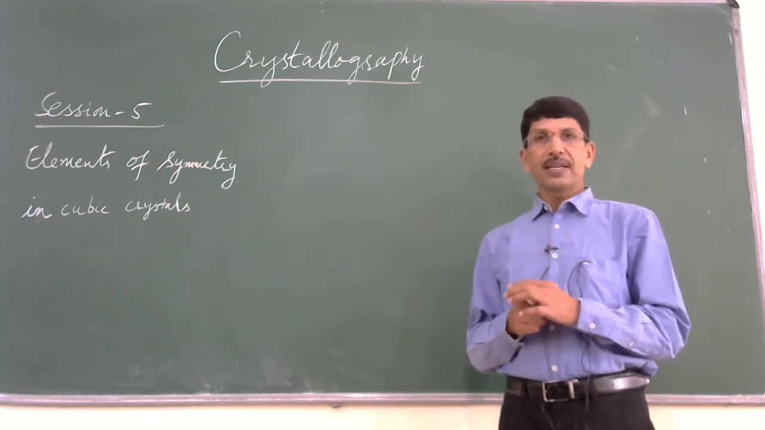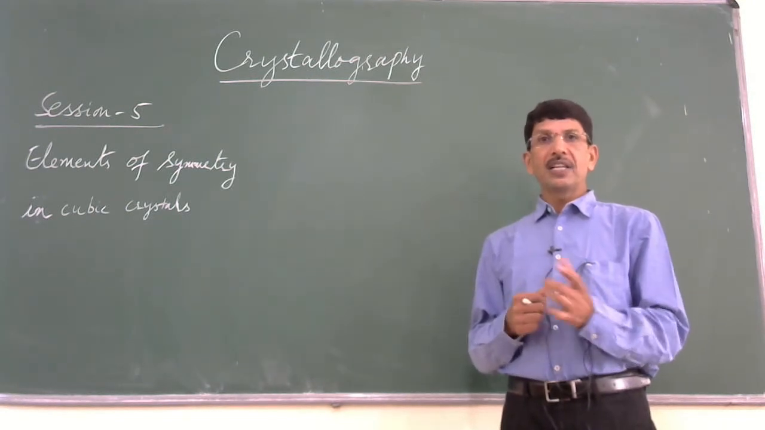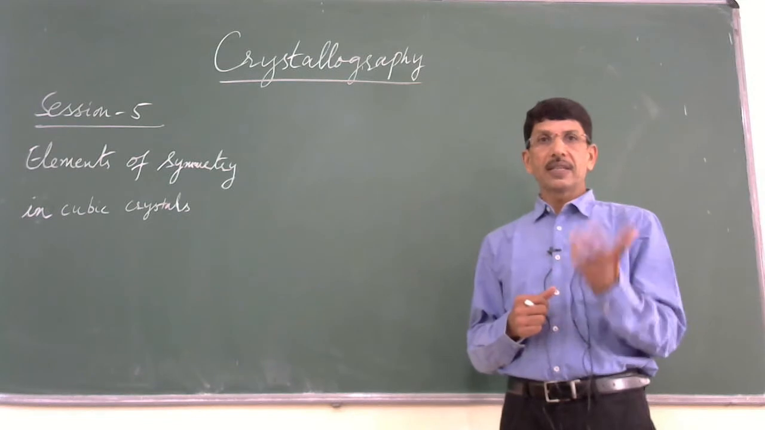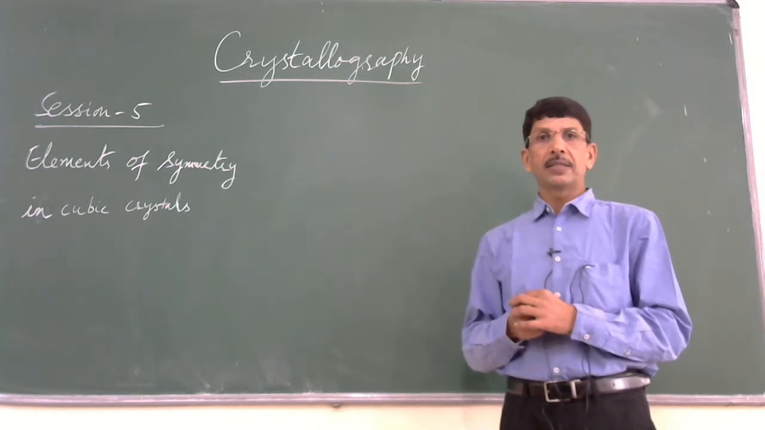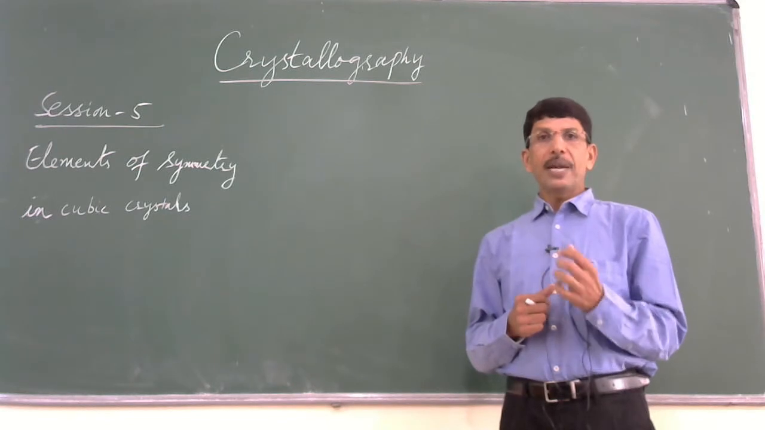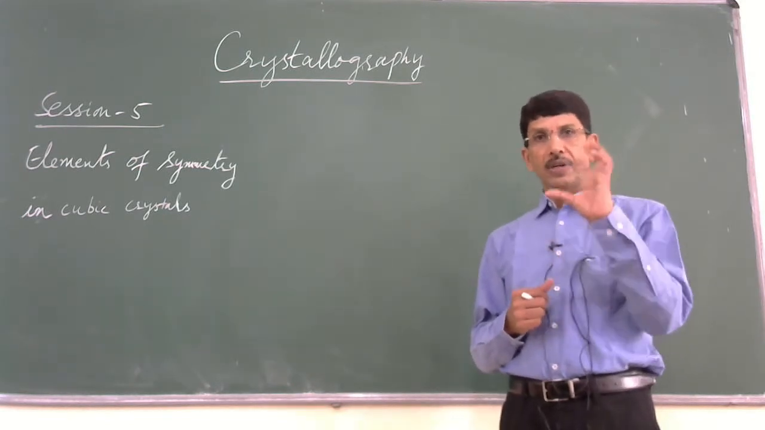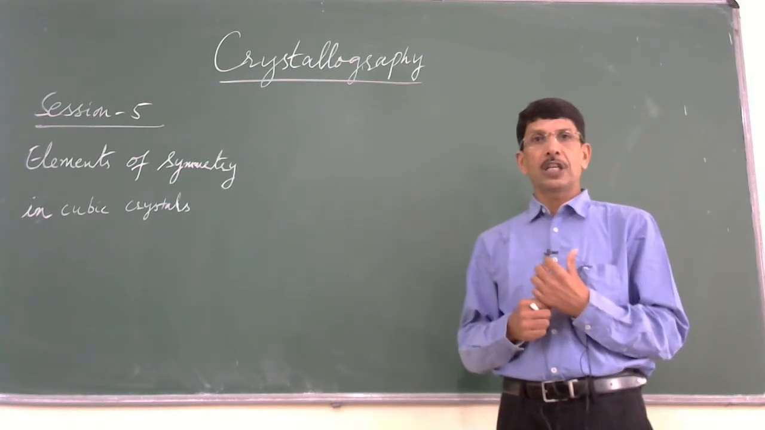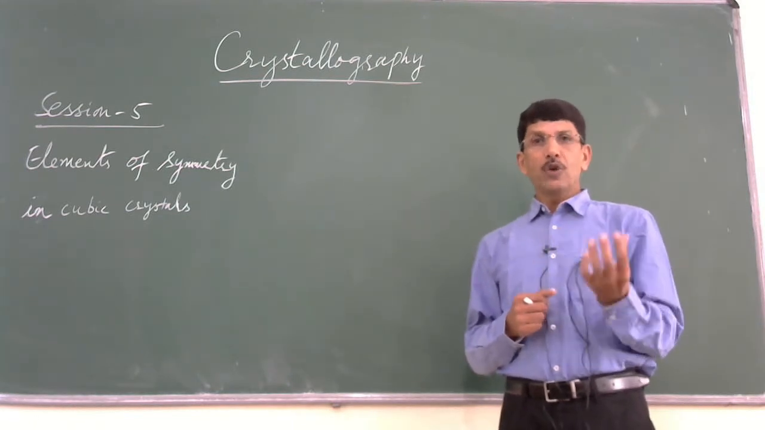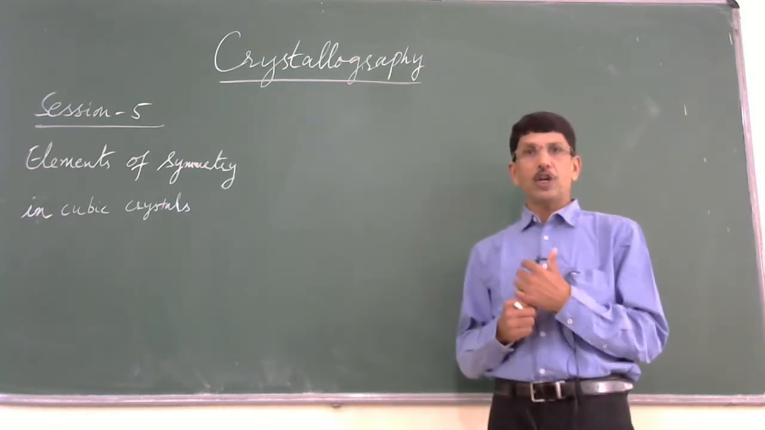Then, second element of symmetry is axial symmetry. We define axial symmetry as an imaginary line about which, when the crystal is rotated through 360 degrees, gives the same appearance more than once. And depending upon the number of similar appearances a crystal gives during 360 degrees rotation, we have two-fold axial symmetry, three-fold axial symmetry, four-fold axial symmetry, etc.